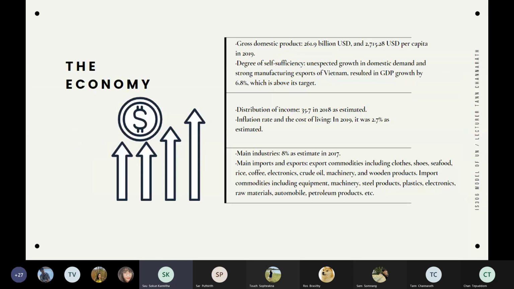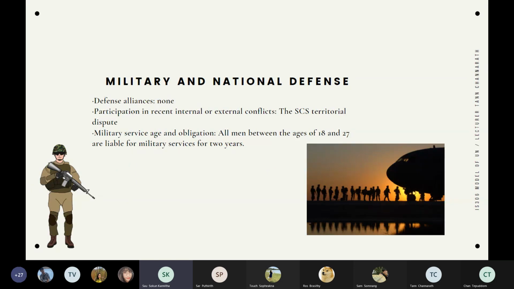Next. As for the economy, Vietnam has a GDP of $262 billion and $2,715 per capita, and owing to its strong manufacturing exports and its growth in domestic demand, it has helped Vietnam's GDP grow by 6.8%. Its main exports and imports are shown, such as clothes, shoes, electronics, machinery, steel products, and so on. Next, we have the military and the national defense. Vietnam does not have any defense alliance.